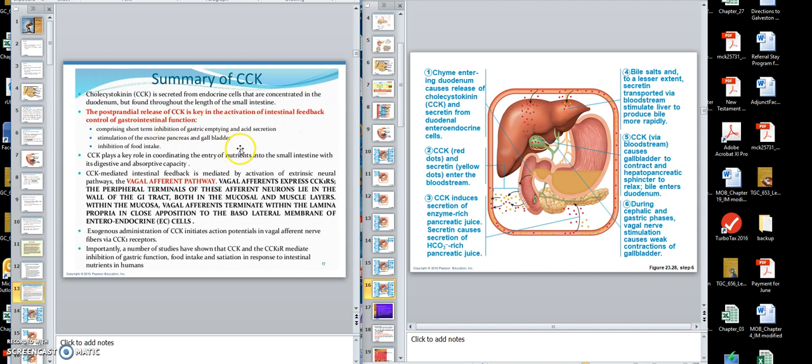Intestinal feedback. So read through this so you can see it as a summary. CCK contracts the gallbladder and causes the pancreas to secrete digestive enzymes. And secretin does the bicarb and electrolytes from the pancreas. All right, let's go further here.